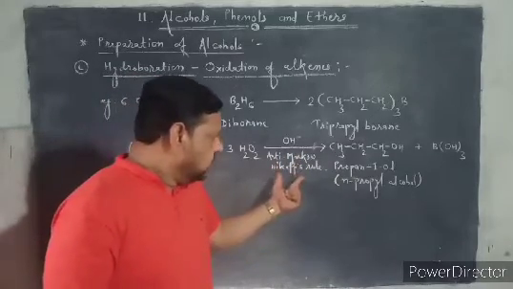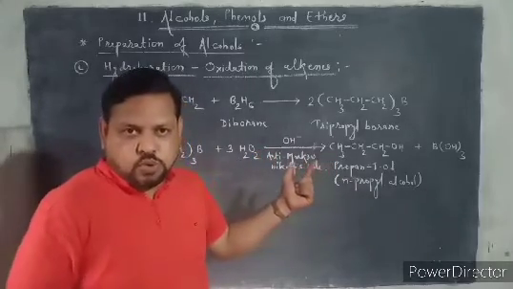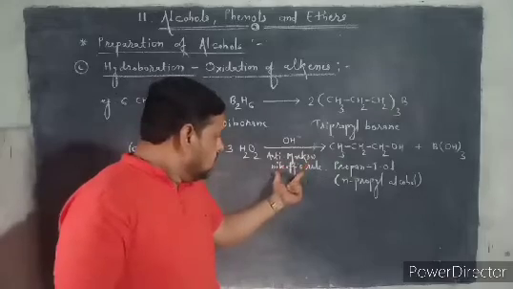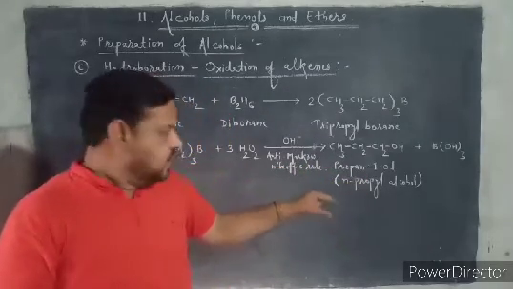We have already seen the last preparation, that is the Markovnikov's rule, and this is the anti-Markovnikov's rule. It is opposite of Markovnikov's rule.